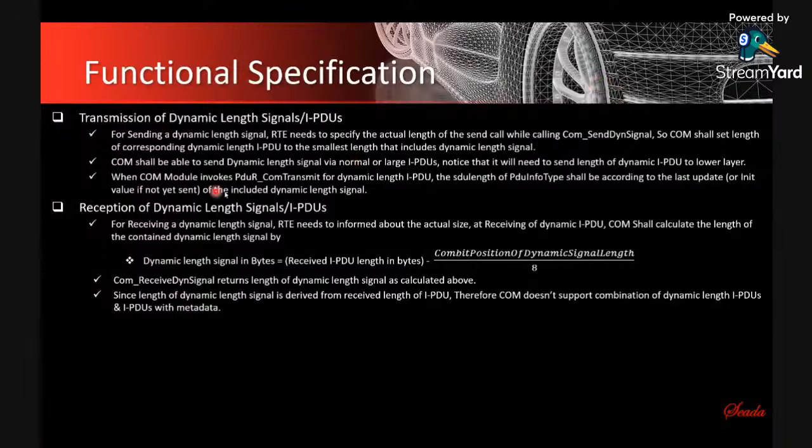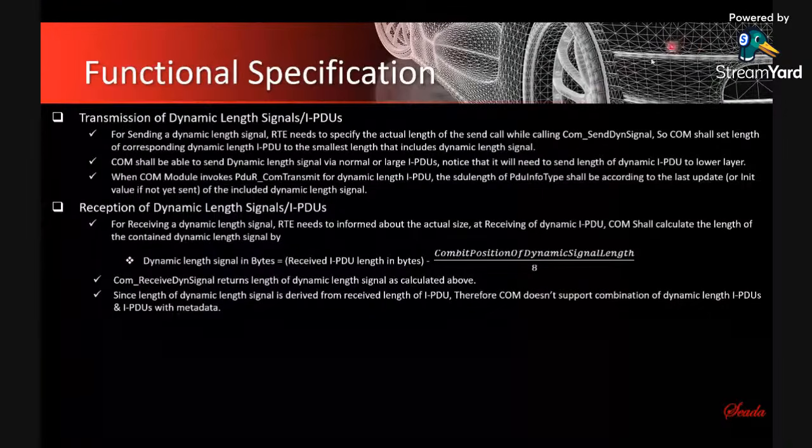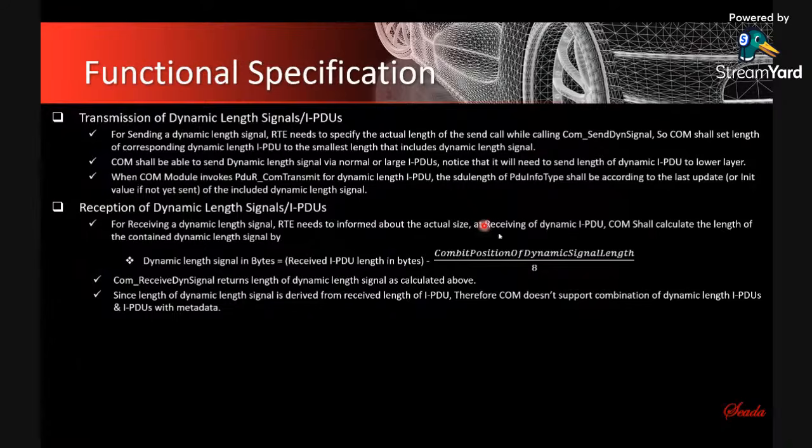And here the COM shall be able to send a dynamic length signal via normal or large I-PDUs. Notice that it will need to send the length of dynamic, as we mentioned, to the lower layer. When the COM module invokes PduR_ComTransmit for dynamic signals, the SDU length has to be last updated. And for the reception of dynamic length signal on the opposite side, how is he going to know exactly what the dynamic length is in bytes?